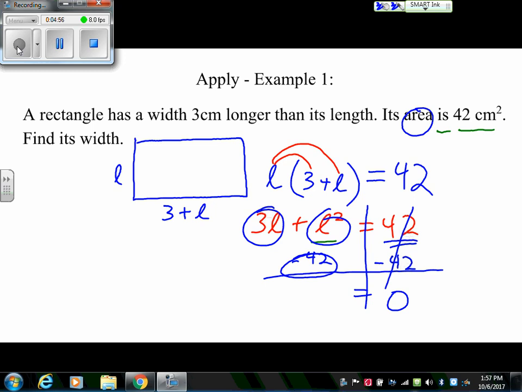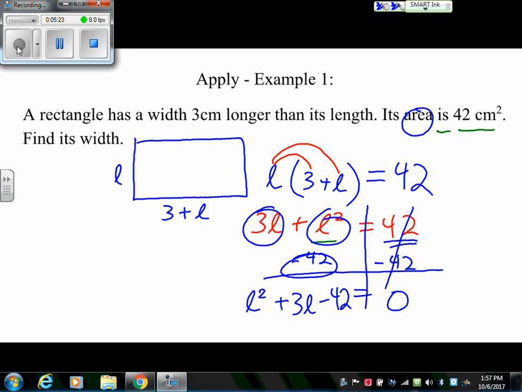I would like to put these in descending order, like ax squared plus bx plus c, or in this case, aL squared plus bL plus c. So the L squared is what I want to have come first. And then I would have my 3L, which is positive, so I'm going to write plus 3L. And then finally my negative 42 at the end here. All right, so I have a quadratic: L squared plus 3L minus 42 equals 0.